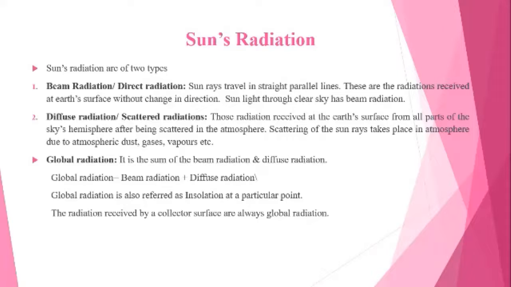Next point is global radiation. Global radiation is the sum of beam radiation and diffuse radiation. Simply, global radiation is the addition of beam radiation and diffuse radiation, meaning the total radiation occurring in the world. So global radiation is equal to beam radiation plus diffuse radiation. Global radiation is also referred to as insolation at a particular point. The radiations received by the collector surface are always global radiations.